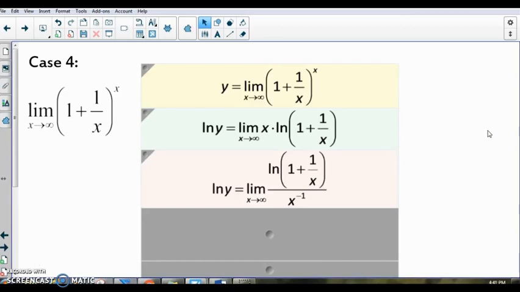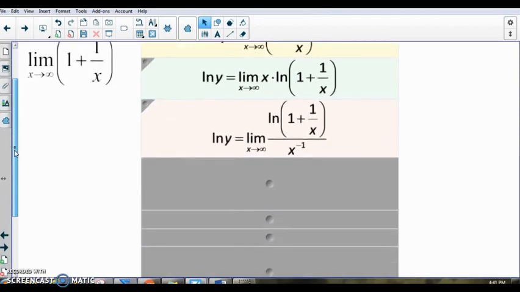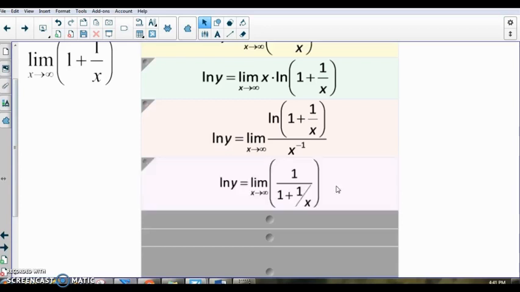I wrote it as x to the negative 1 because I know I'm going to have to take the derivative of it, but it's really like writing it as 1 over x. I haven't done anything yet with L'Hopital's rule. I'm just rewriting it in a form that L'Hopital's rule can be applied to. Okay, so now I'm going to take the derivative of the numerator and the derivative of the denominator.